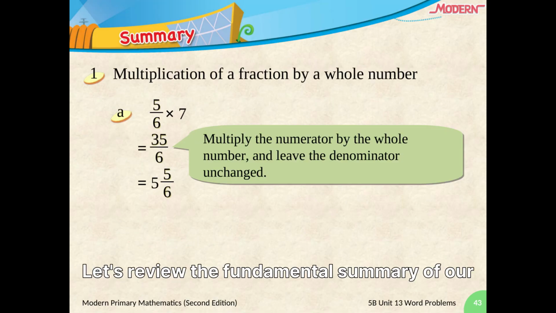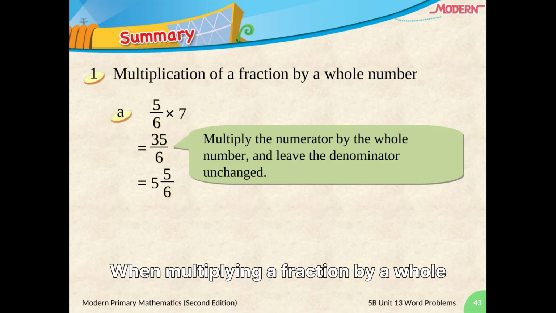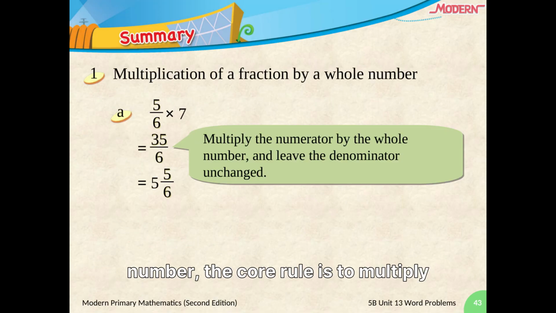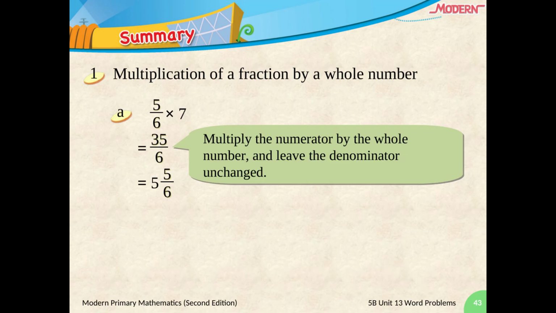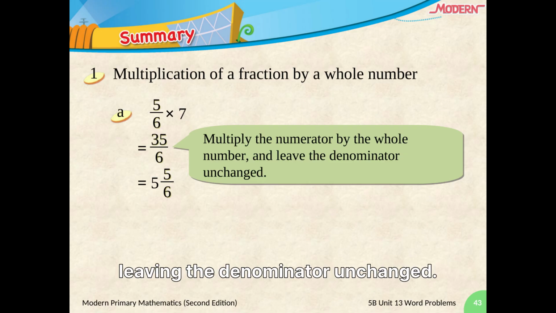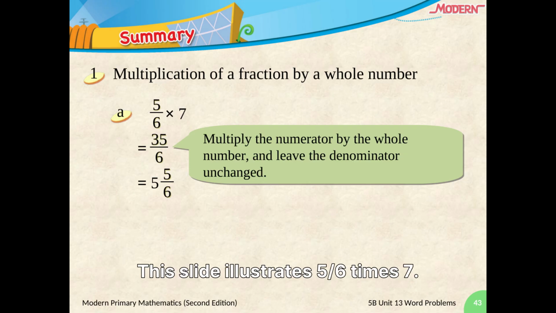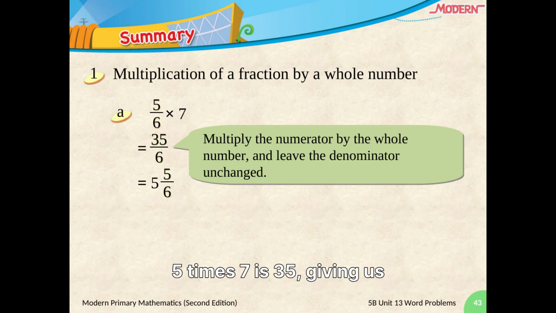Let's review the fundamental summary of our module. When multiplying a fraction by a whole number, the core rule is to multiply the numerator by the whole number while leaving the denominator unchanged. This slide illustrates 5/6 times 7. 5 times 7 is 35, giving us 35/6 or 5 and 5/6.